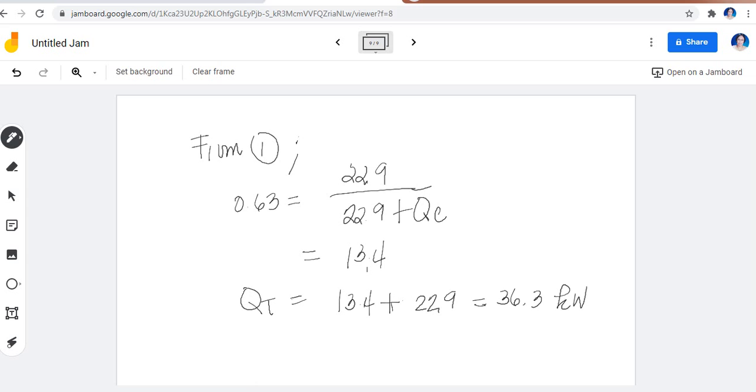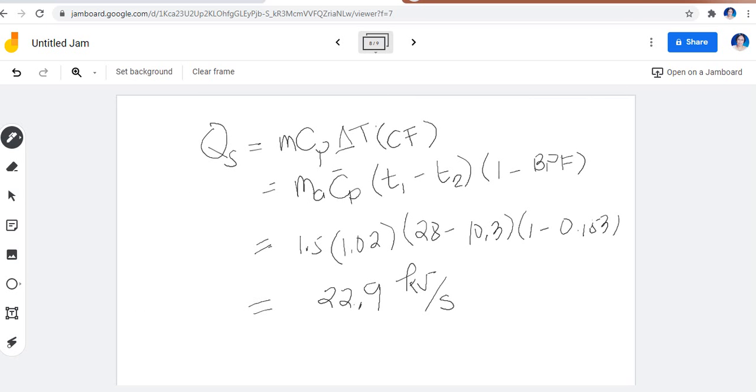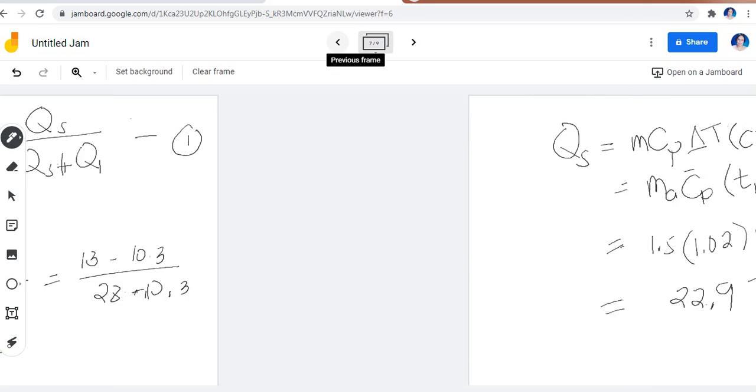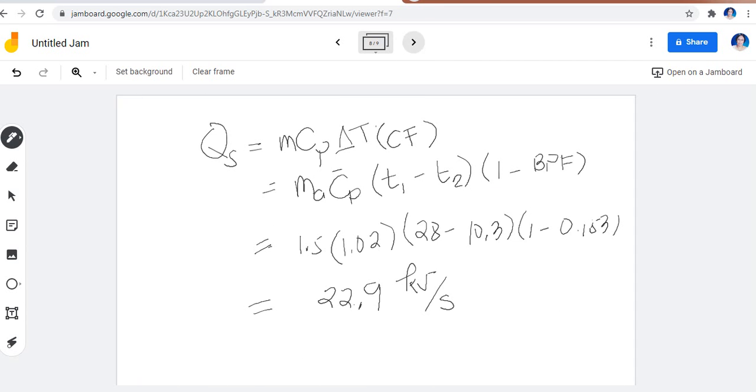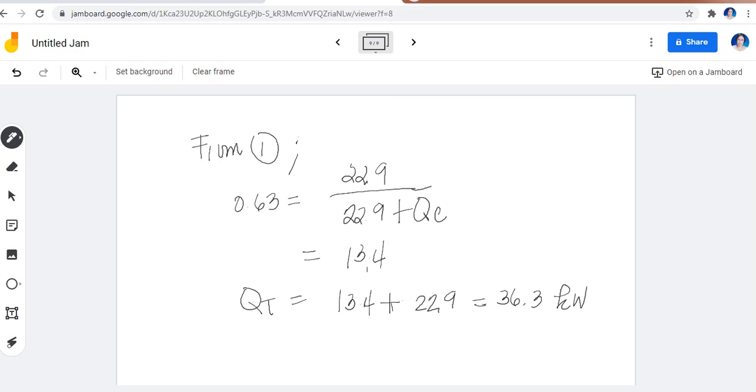If we use a different route in the solution, if we use the sensible heat factor that was given to us, your Q is actually negative 35.7. It's negative 36 if we did not consider the condensate. If we did not consider the condensate, our answer, the negative 36, will be closer to the one that we have here, which is 36.3.